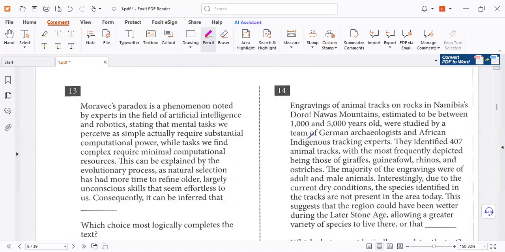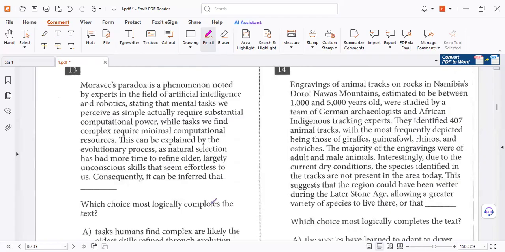Let's try again. Hmm. Delete consequently.